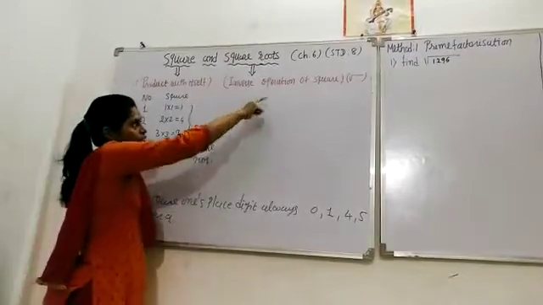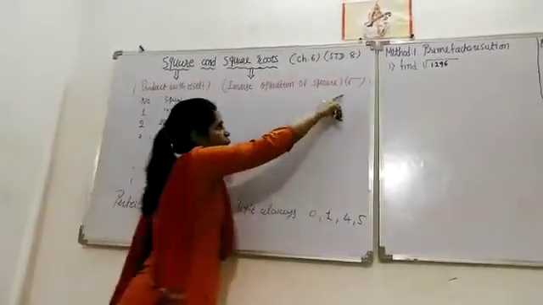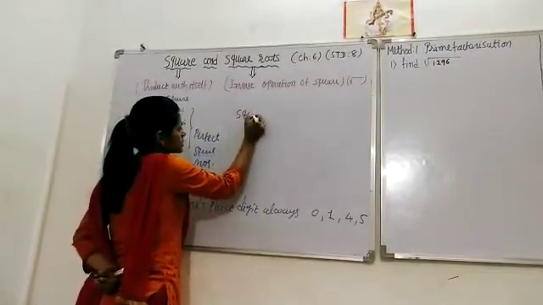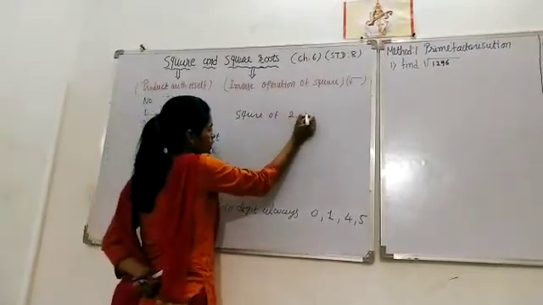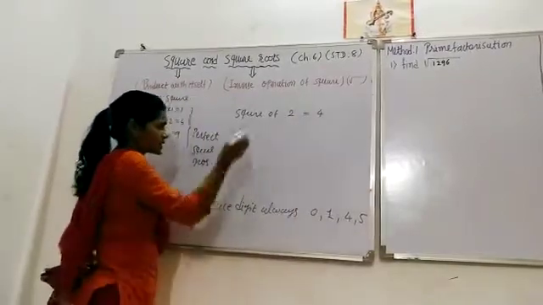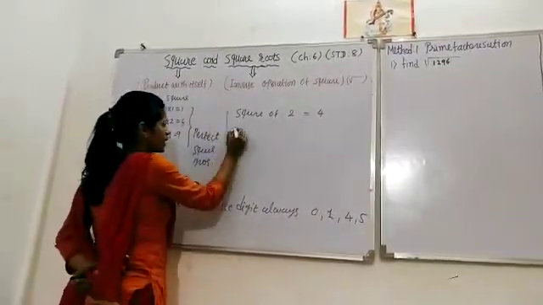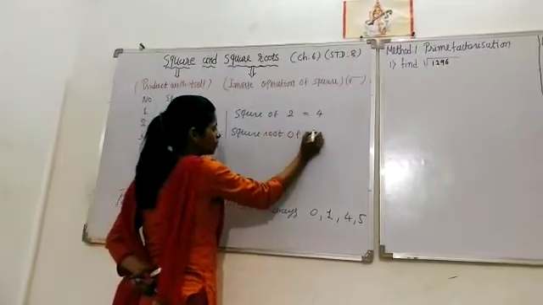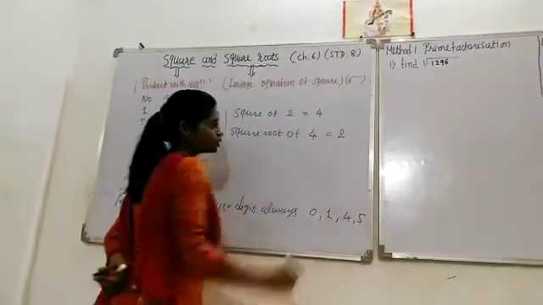Now square root. Square root is the inverse operation of a square. Its symbol is this. Suppose I say square of 2 is equal to 4. So its inverse you can write this way: square root of 4 is equal to 2.